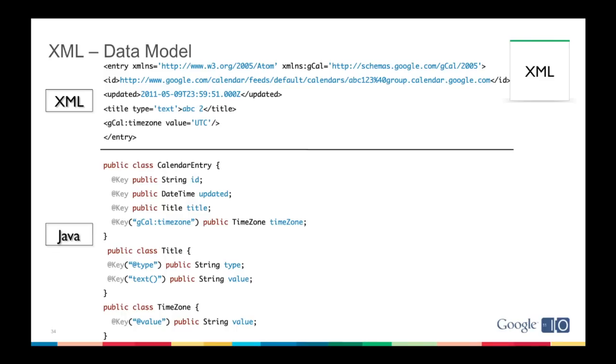So let's jump real quick to XML. Now, XML is a bit more work for two reasons. One is XML namespaces. That makes it more work than JSON. And the second is we don't actually provide you with a data model for Google APIs built in XML. So I won't go through all the details, but you'll see the gcal namespace is in there. So we have to specify in the @key annotation, this is the XML name that I want to use.